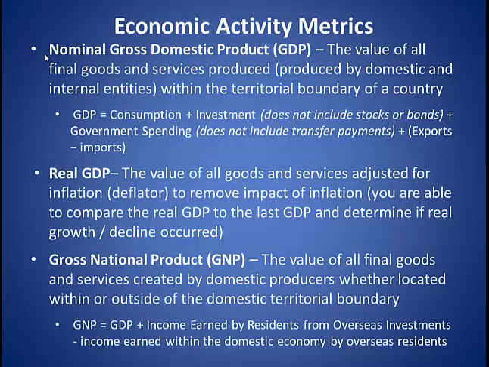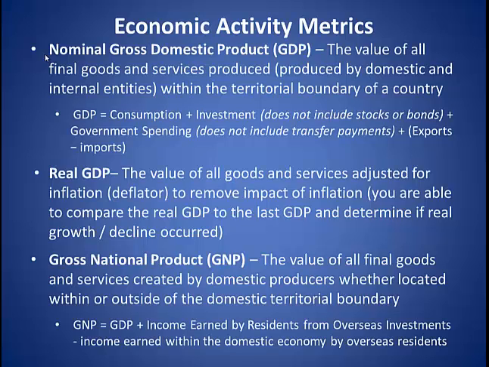Now, I also use the word final goods and services. In other words, when we measure gross domestic product, we don't look at the value of the intermediate goods and services, because those intermediate goods and services are going to compose the final goods and services, so we don't want to end up double counting things.